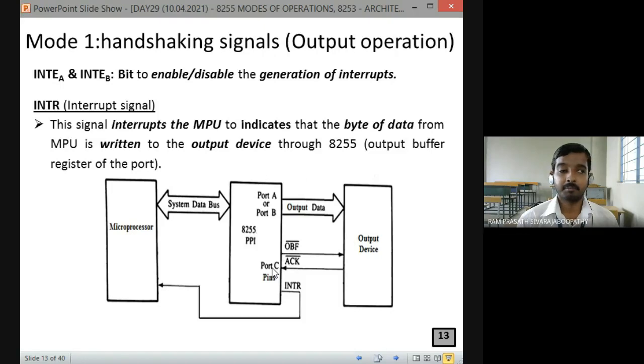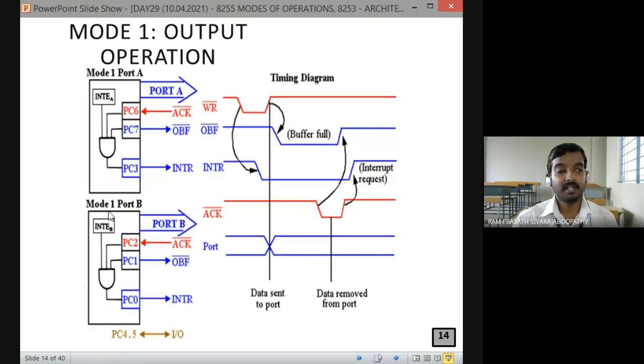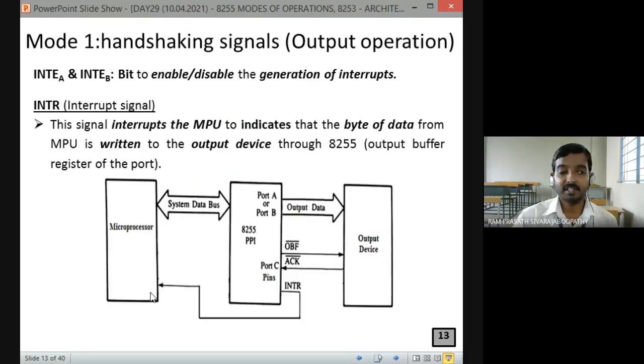Interrupt enable flip flop, if it is enabled, then interrupt will be sent to microprocessor. Correct? So microprocessor ku edhukku interrupt generate pandrom? One byte of data microprocessor koduthadhu output device ku reach aidichi. That indicates one byte of data is received at the output device. If microprocessor wants to write some other data, it can write. Right? In this way, the output operation happens.